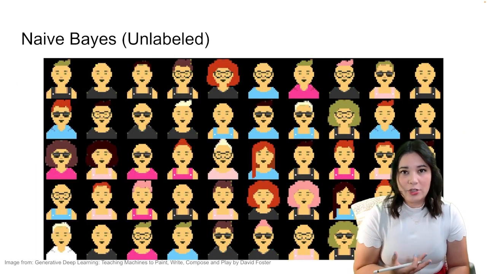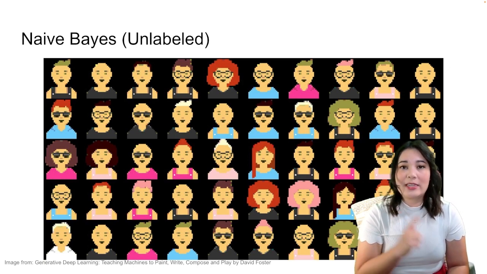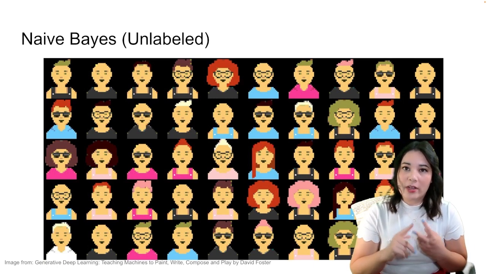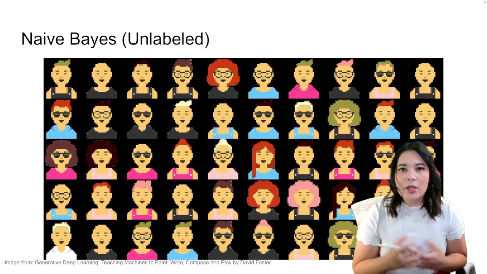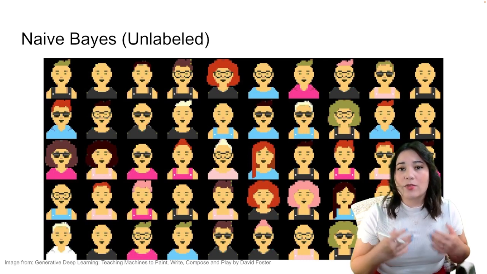However, when it comes to generative models, we don't always have that beautifully labeled data like we did in the last example, where we literally had, do they have glasses or not? What color is their shirt? What style is their hair? So let's do another example with naive Bayes where all we have is the raw images. In other words, the pixel values for each of these images.